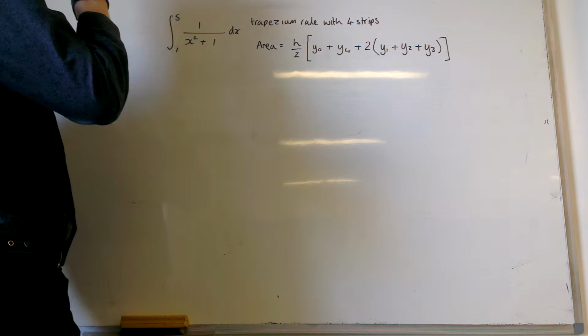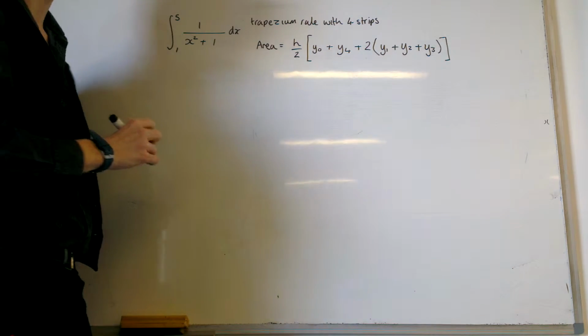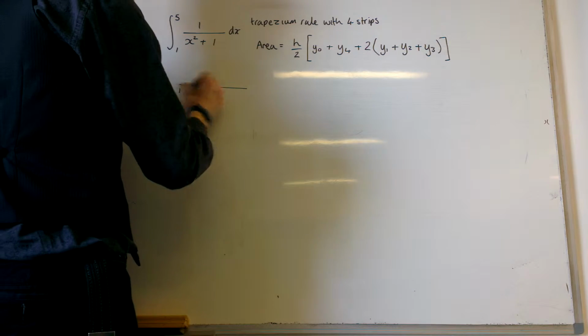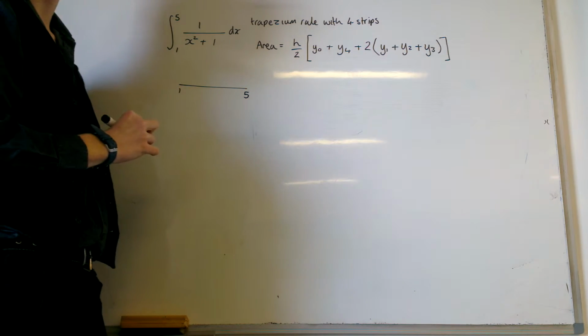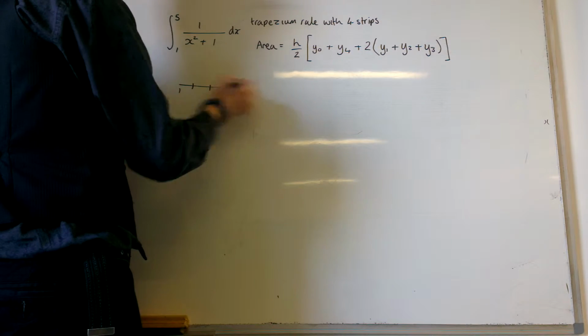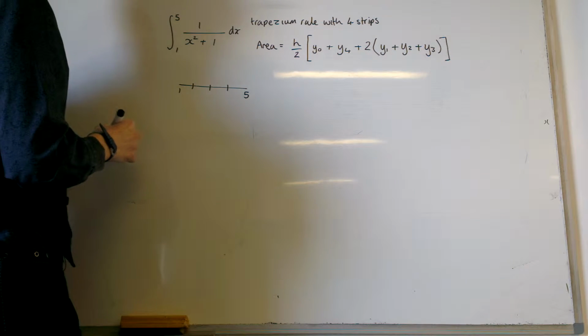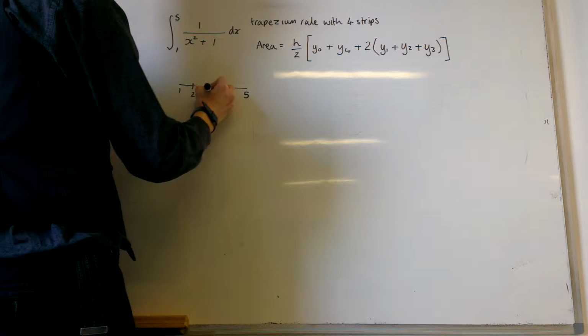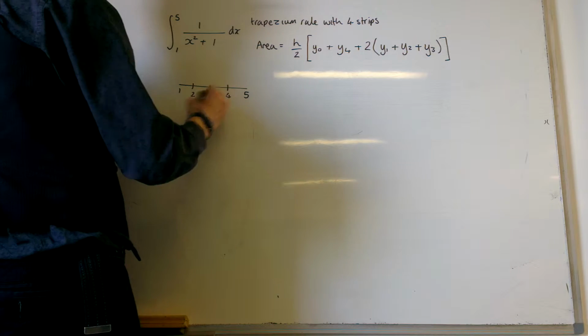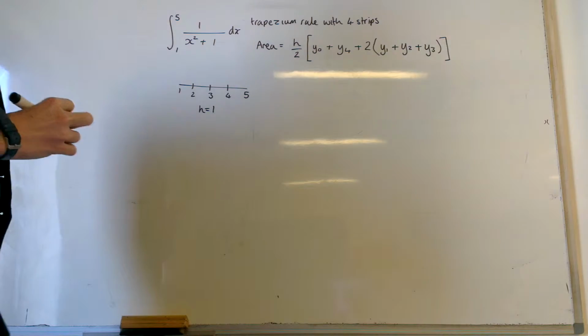To work out the area, I'm going to need to work out what h is. So I'm going to draw a number line between 1 and 5, and I'm going to split that number line into 4 strips. If you draw the number line and you split it into the parts that you want, it's normally quite easy to work out what the value of h is. Here we've got 2, 3, 4 and 5. h is the width of one strip, which is 1.